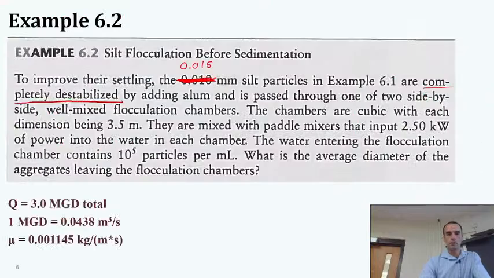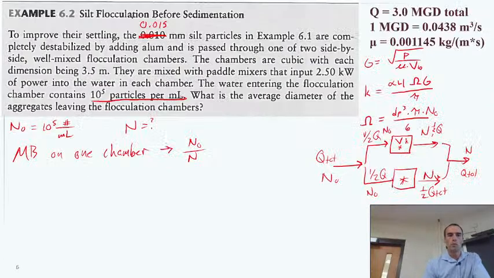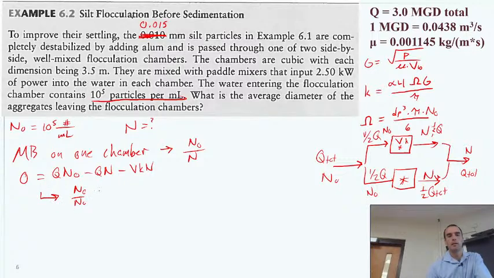So we can go through that same process and say 0 is Q. I'm just going to write it as Q. This is Q into one of these chambers. Qn naught minus Qn minus Vkn. Like we saw, we can derive that to some expression of n over n naught, excuse me, n naught over n in this case. And we said that was equal to 1 plus theta k.